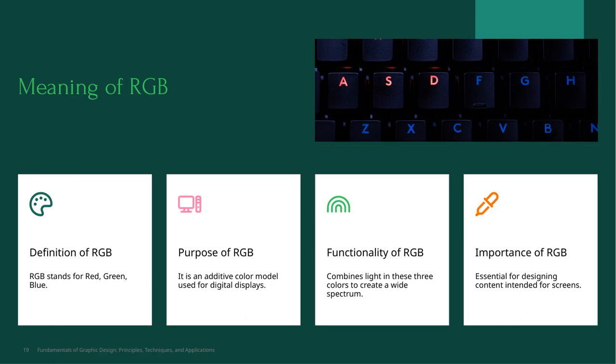The functionality of RGB is all about blending red, green, and blue light in different intensities to create virtually any color. This is what makes it so powerful and essential for digital content design. When you're creating visuals for screens, understanding RGB is crucial because it ensures your colors will display accurately and vibrantly across all digital platforms.